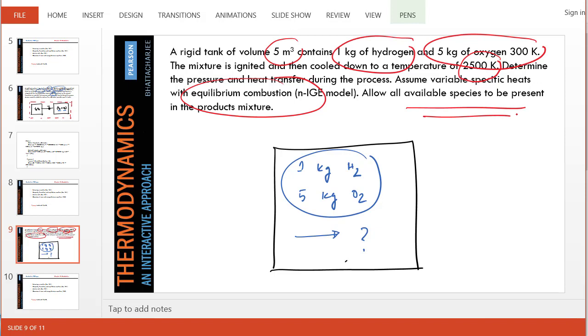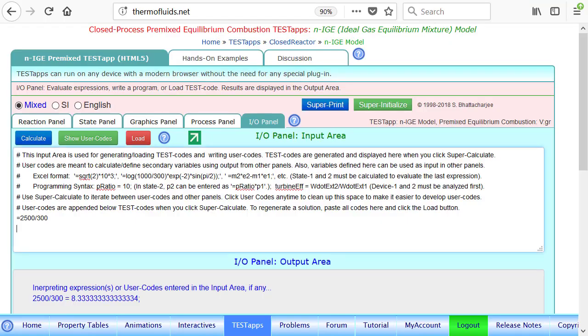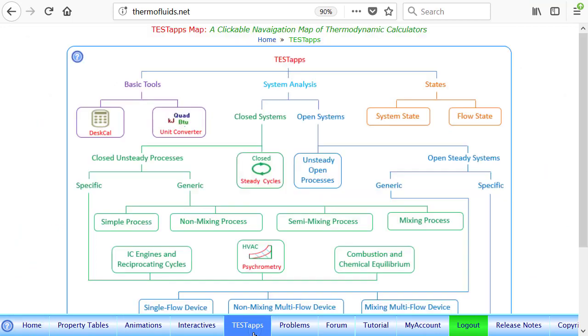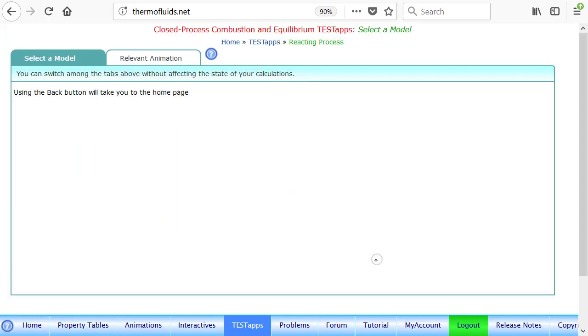So first let us set up the fuel and oxidizer because the masses are given, and then we'll select the species for the products and then go about finding the equilibrium composition. So let's start a suitable test step here. So we follow the closed system specific branch, and combustion and chemical equilibrium is covered in this node.